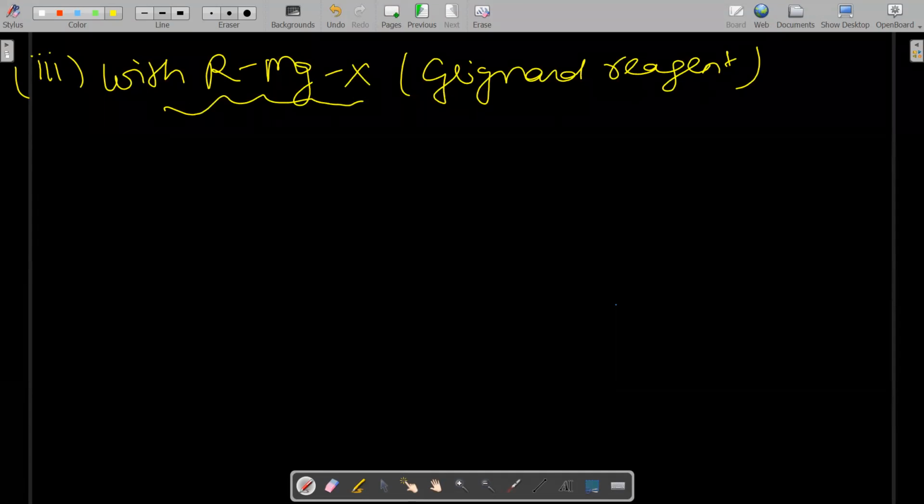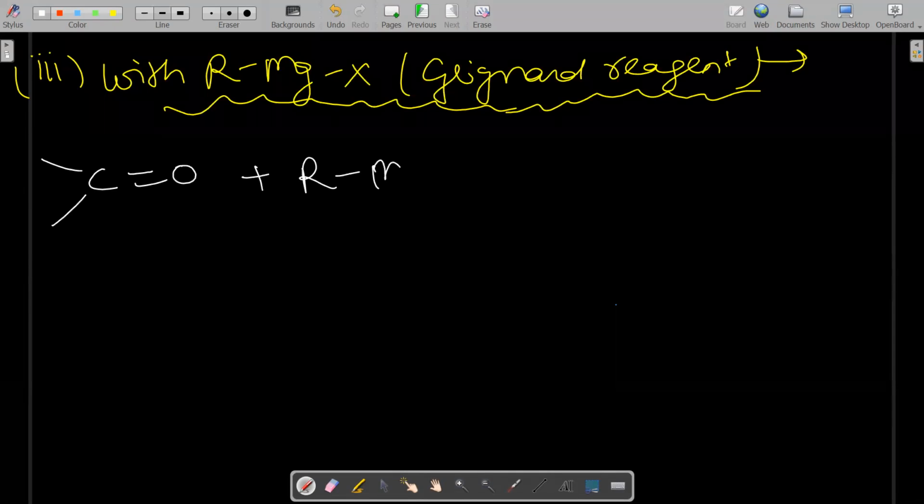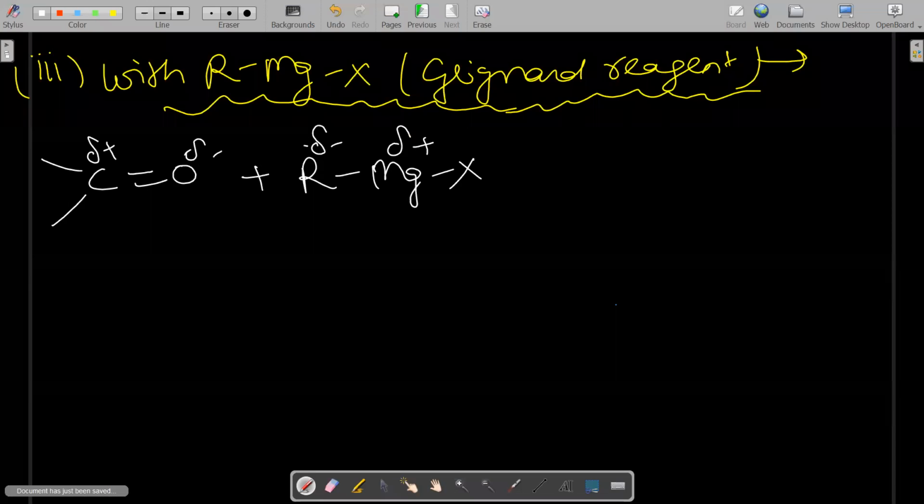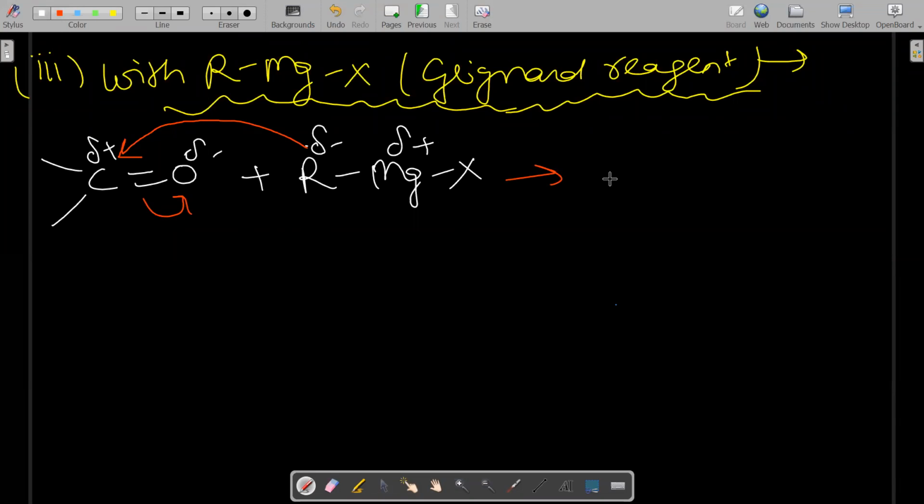Already we have done this mechanism in the alcohol and phenol chapter, but I am repeating it once again. When a carbonyl compound reacts with Grignard reagent, you already know that this R is the negative part, and in this case carbon is positive. So this is the nucleophile, and the nucleophile always attacks the carbon and the pi bond shifts to oxygen. So what product are we getting? R will come on C and MgX will come on O.